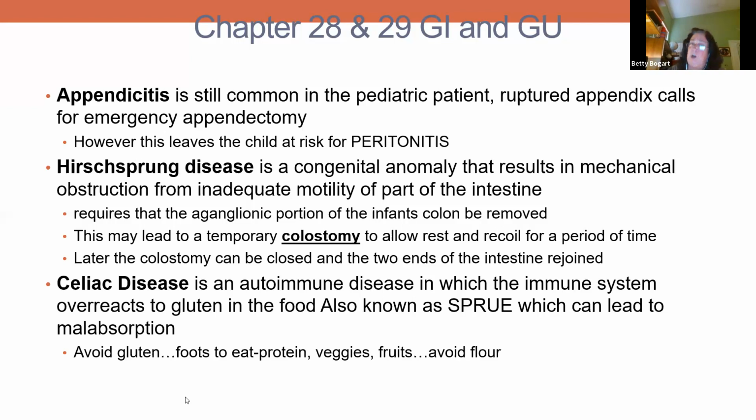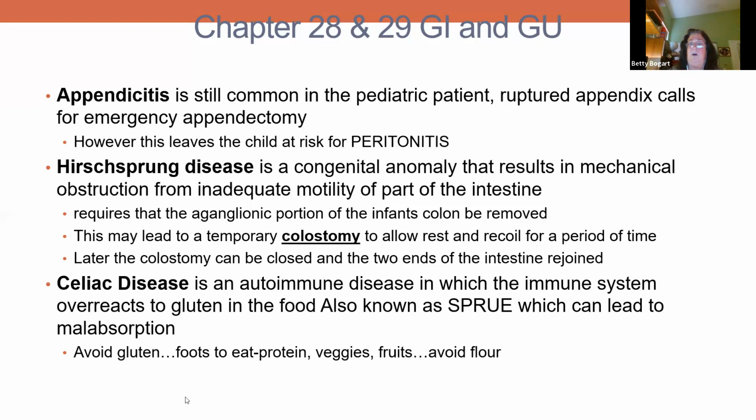So once we determine that there are no nerves in that intestine area, they go and they take it out and they put on a colostomy. And then usually before 1 year, they'll reconnect it. So Hirschsprung does lead to a colostomy.